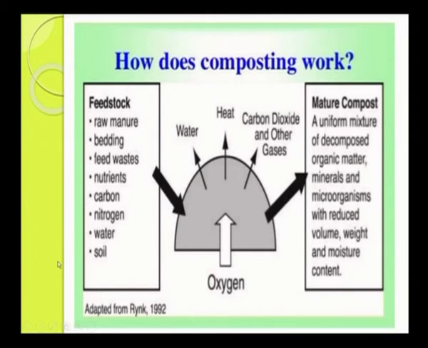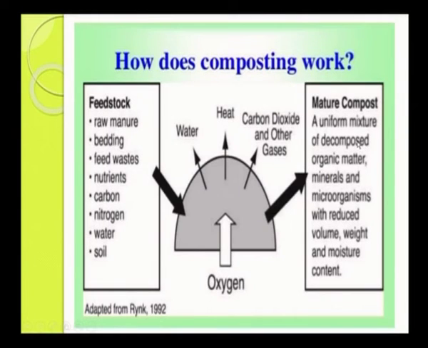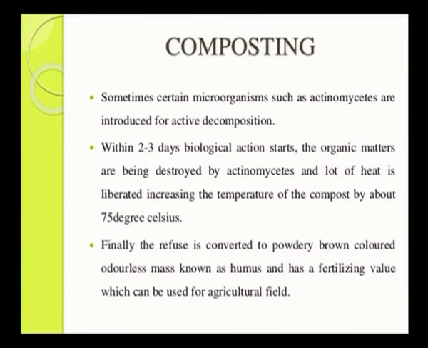So, what is the input? Raw manure, bedding, feed waste, nutrients, carbon, nitrogen, water, soil, and the exit or the output is mature compost, which is a uniform mixture of decomposed organic matter, minerals, microorganisms with reduced volume, weight and moisture content. And this is considered a very fertile manure which can be used for agricultural and gardening purposes. In composting, sometimes certain microorganisms are introduced for active decomposing. So, that needs to be added on.